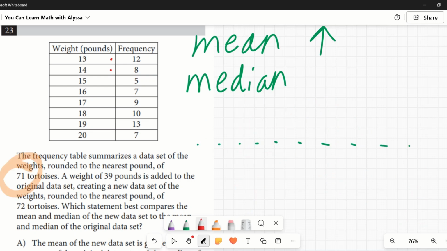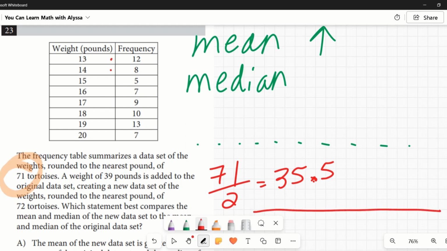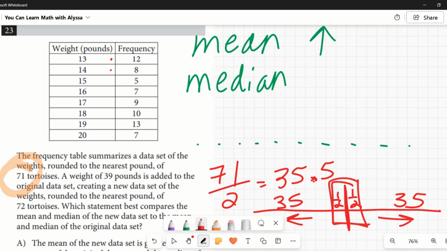Okay, so we have our 71 tortoises, and we want to find the median. We take 71, we divide it by 2, and that gives us 35.5. So if you visualize this, we have this big long data set, and we divided it right in half. That means there were 35, and then there was a half, and then there was another half, and then there's 35. So that half and half, that is that one number in the middle that got split in two. There's 35 numbers on the left, 35 numbers on the right, and one number in the middle got split in two, so half of that number is on each side.